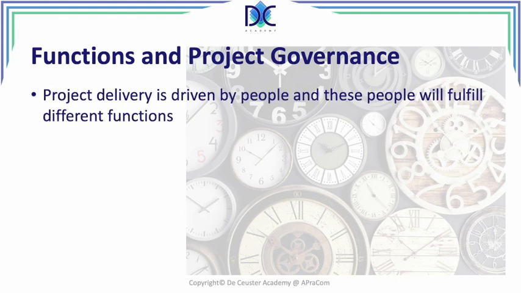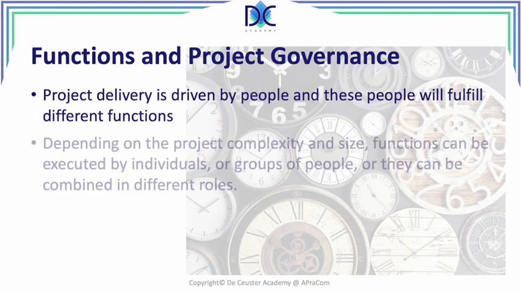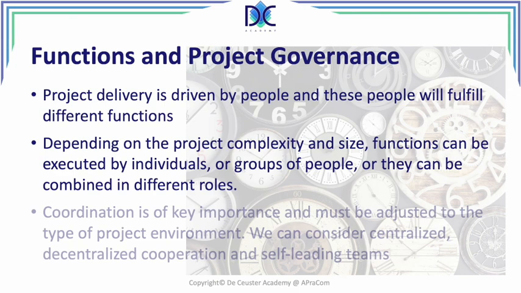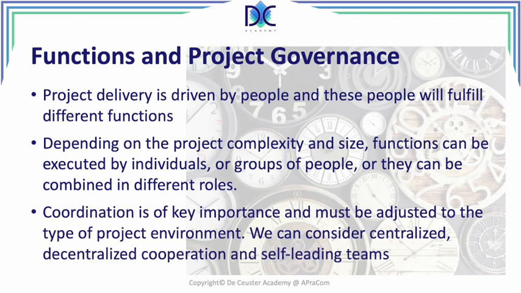Project delivery is driven by people, and those people will fulfill different functions. Depending on the project complexity and size, functions can be executed by individuals or groups of people, or they can be combined in different roles. It's clear that the larger the project is, the more dedicated people you have for those different roles. Smaller projects, on the other hand, will need fewer people, or the work will be less, and the work can be done by an individual, or even one individual can do different roles at the same time.